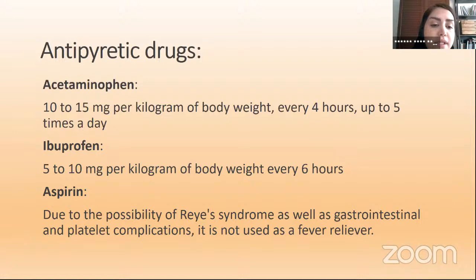Our second choice is ibuprofen, 5 to 10 milligrams per kilogram of body weight every 6 hours. And aspirin, actually, we don't use it routinely because of the chance of Reye's syndrome in children. So the acetaminophen and ibuprofen are important for you to know the dosages and how to use them.